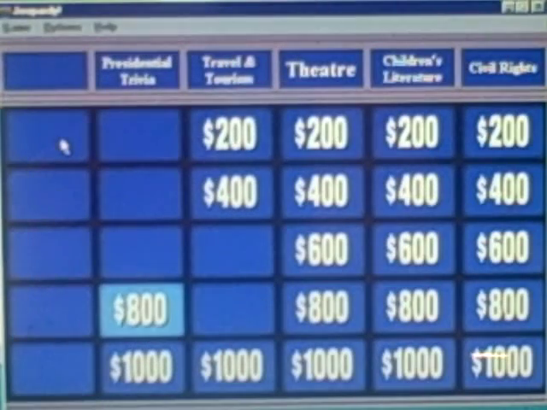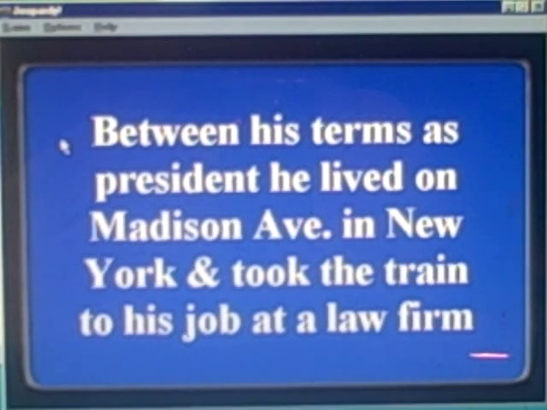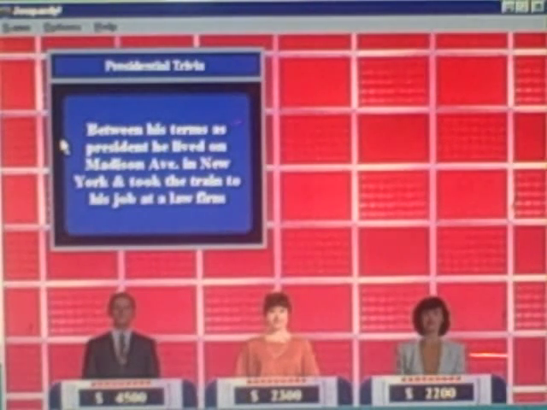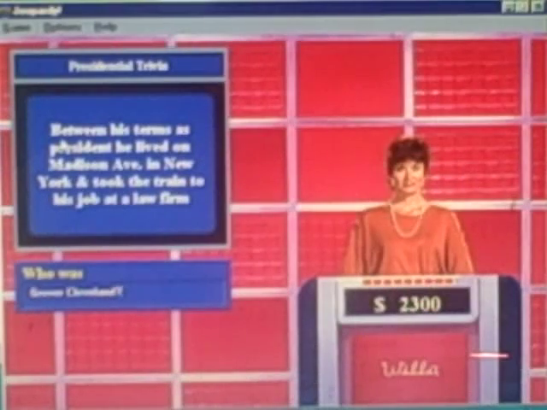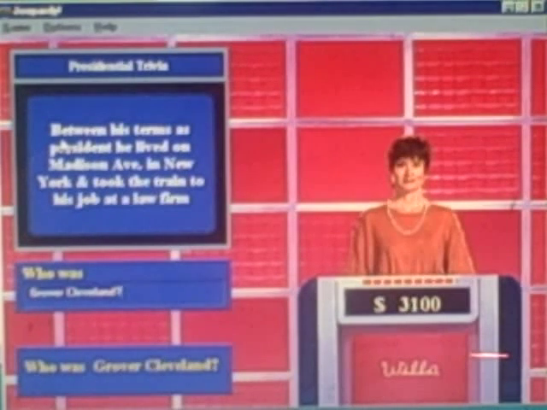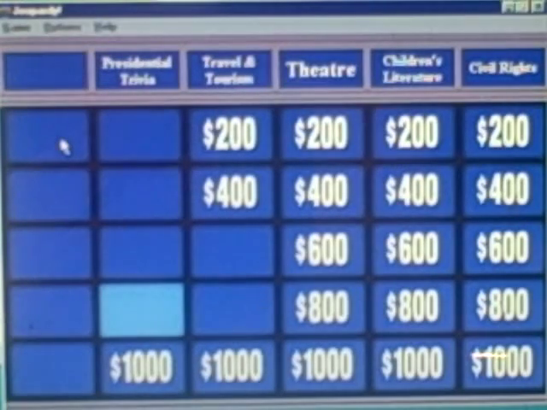Presidential Trivia 800. Between his terms as president, he lived on Madison Avenue in New York and took the train to his job at a law firm. Contestant number 2: Who is Grover Cleveland? You are correct.